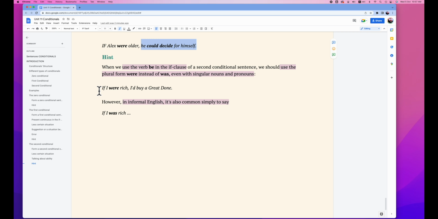There are some hints when we are using the second conditionals for part A. Let's take a look. The verb to be in part A we use in plural form. So even for singular nouns or pronouns, we still use "were" instead of "was." For example, if I were rich, I would buy a great dog. Even with the singular pronoun I, we still use "were" instead of "was." However, in informal English, it's common to simply say "if I was rich."